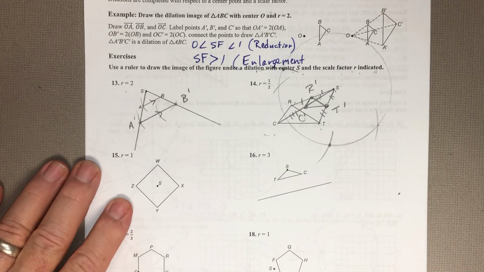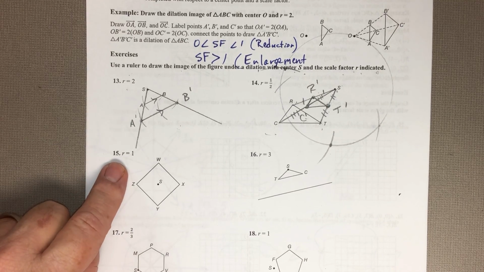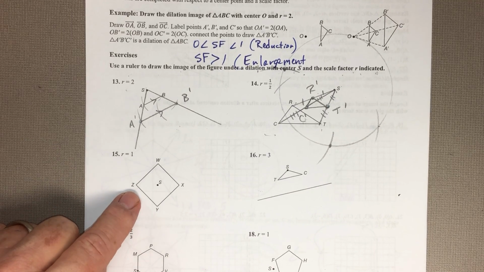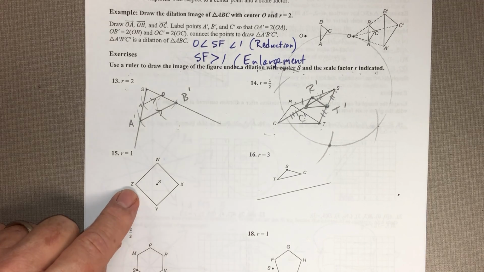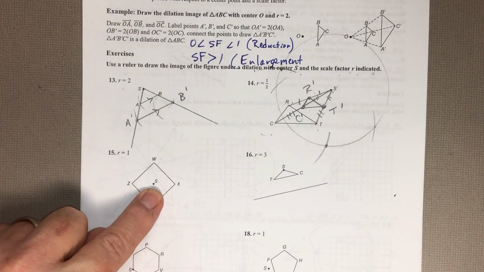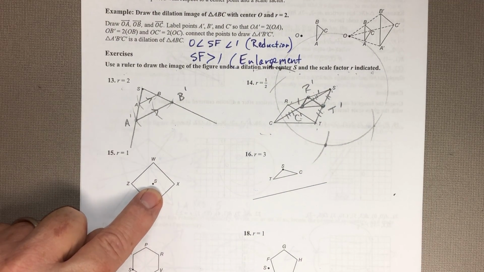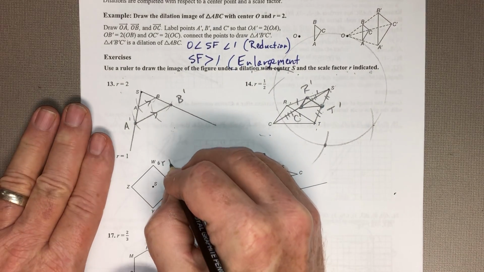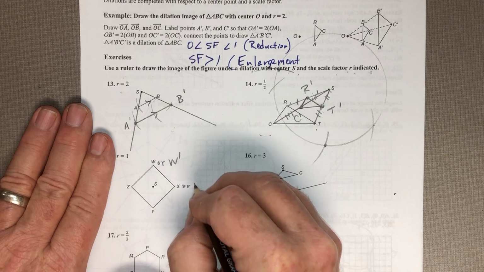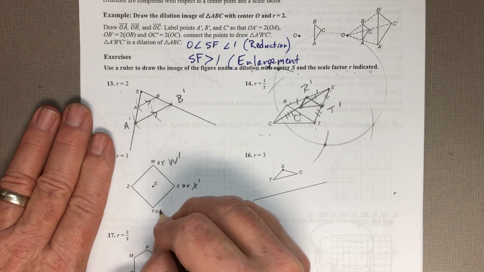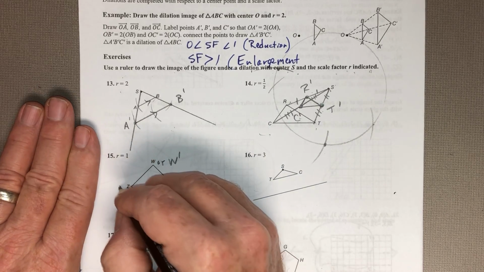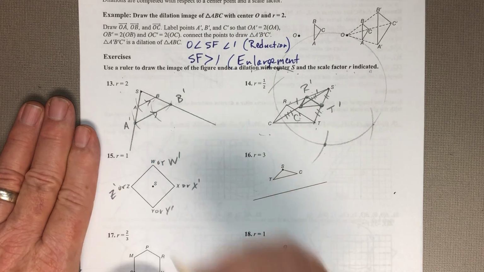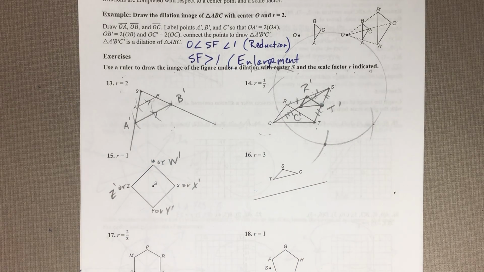Oh, well, if your scale factor is 1, all right, and you were to have your center of dilation here, nothing is going to change. So in other words, W is the same thing as W prime. X is the same thing as X prime. Y is the same thing as Y prime. And Z is the same point as Z prime. All right. Now let's go to number 16.